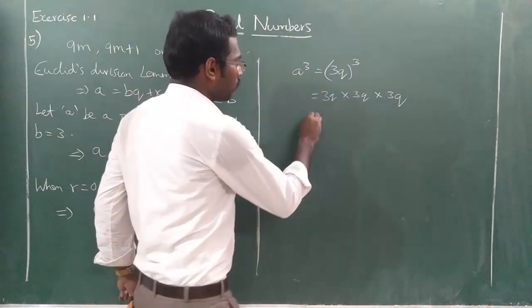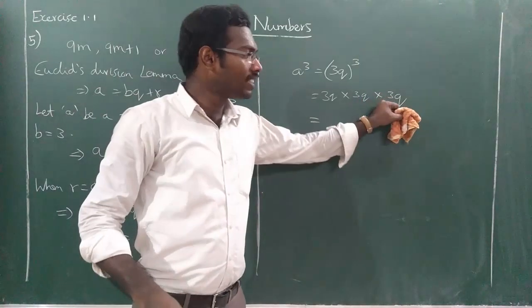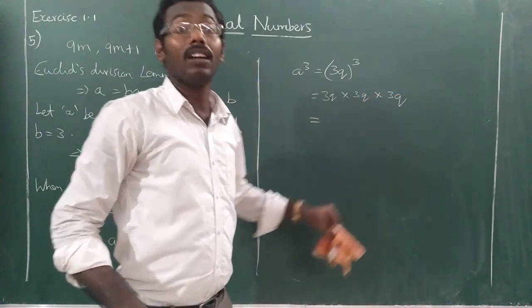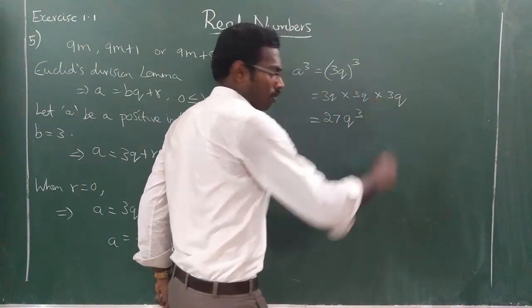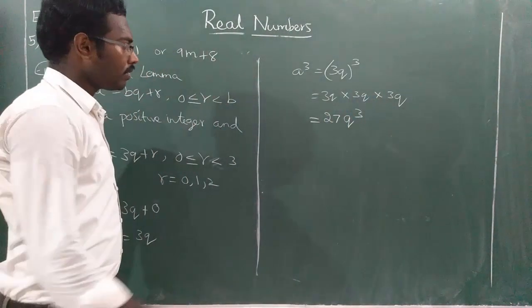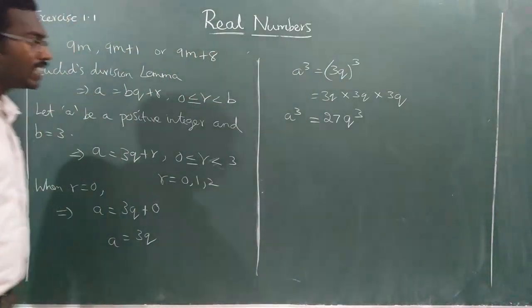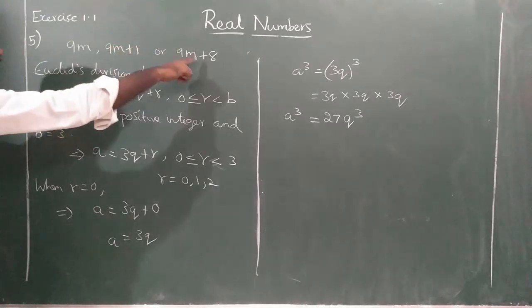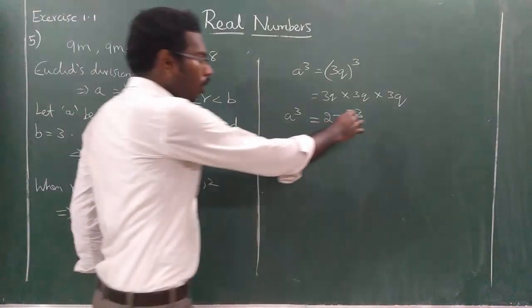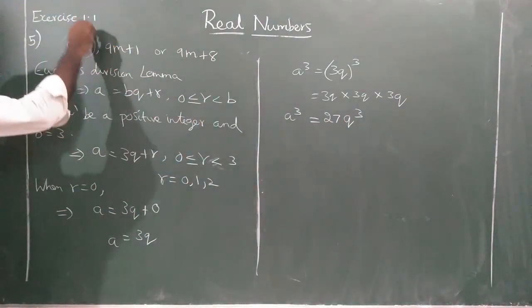That is equal to 3 into 3, what is that? 9. 9 into 3, 27. So 27 q cube. Understood? So a cube equal to 27 q cube. Now it should be either of the form 9m or 9m plus 1 or 9m plus 8. Here no constant term is there. Therefore we have to make it of the form 9m.